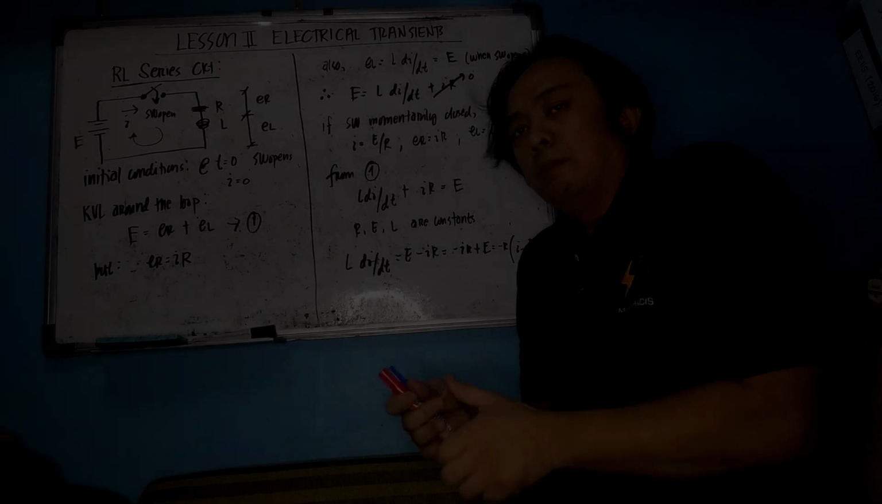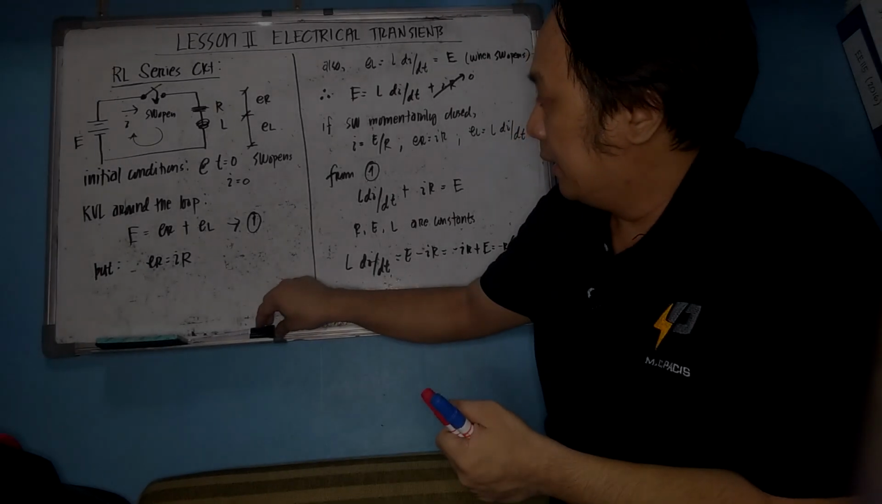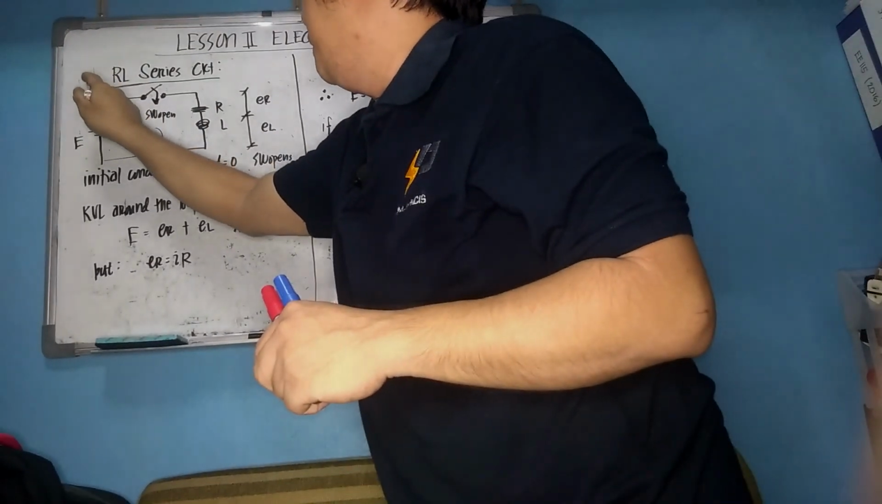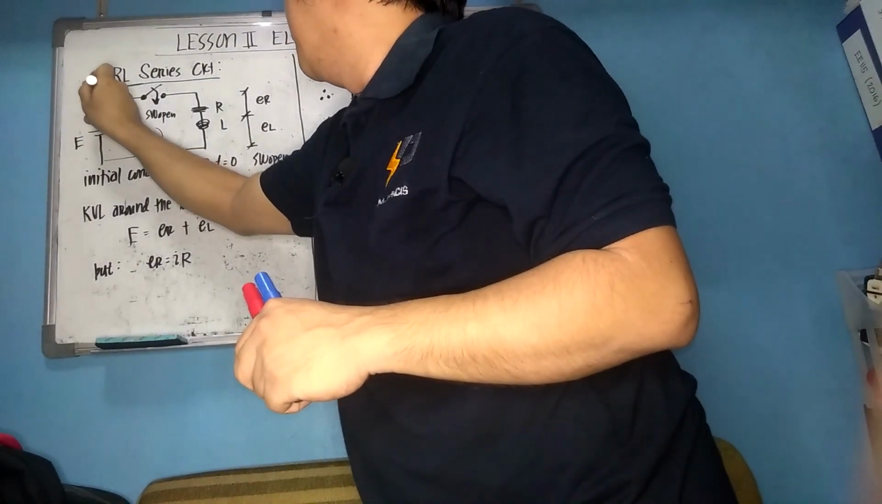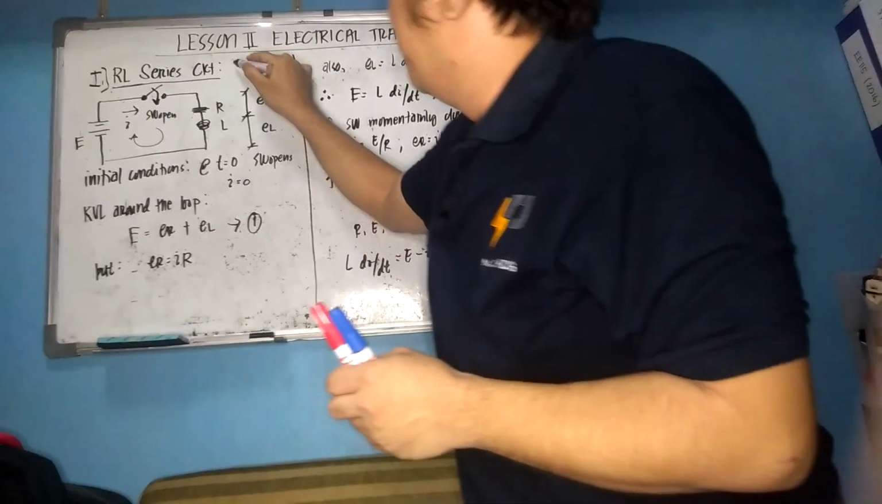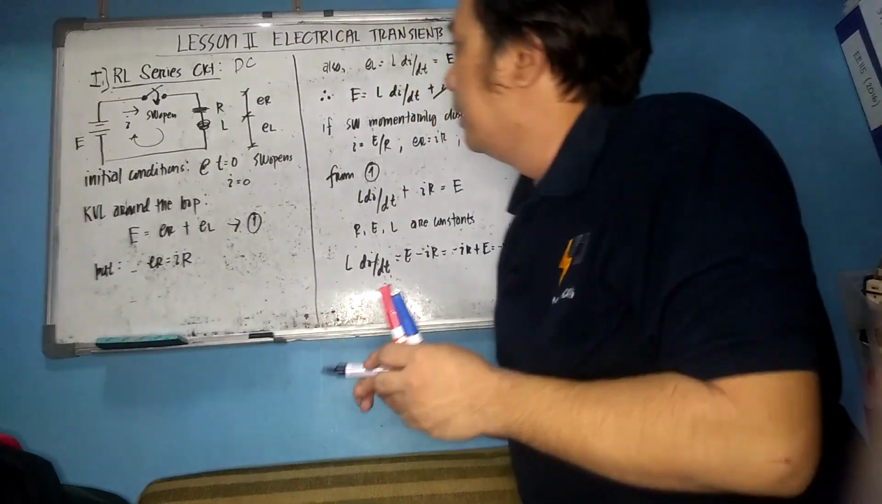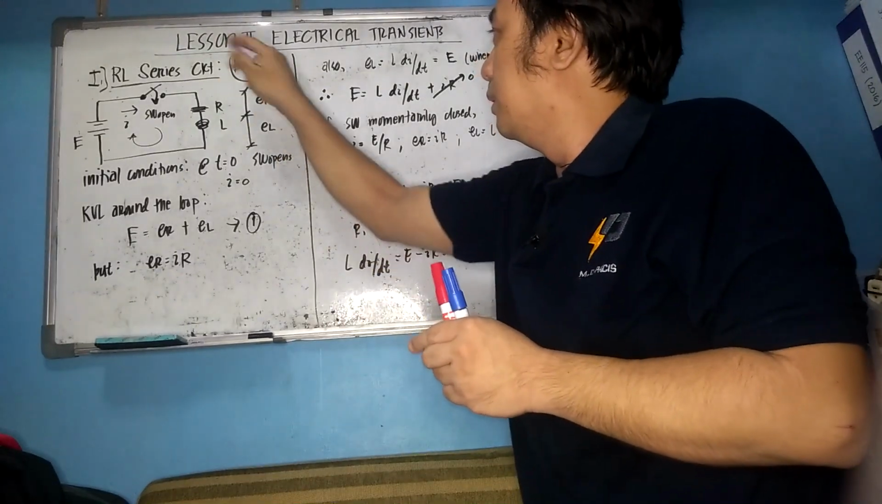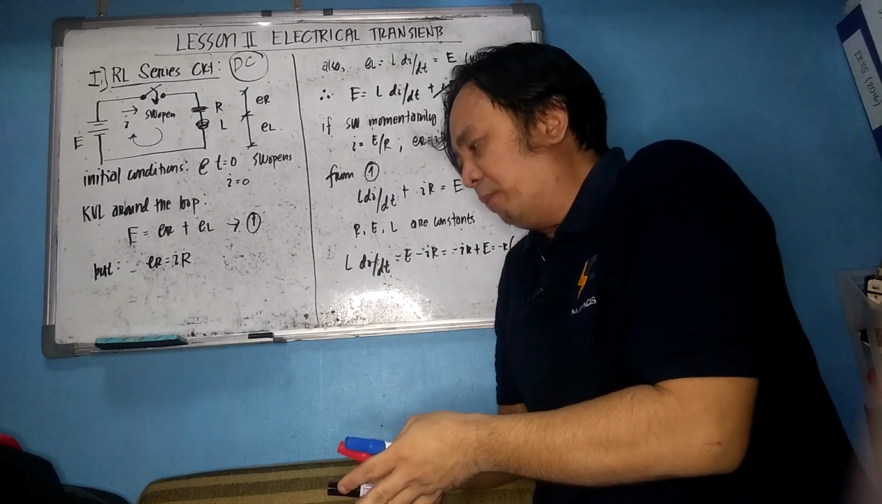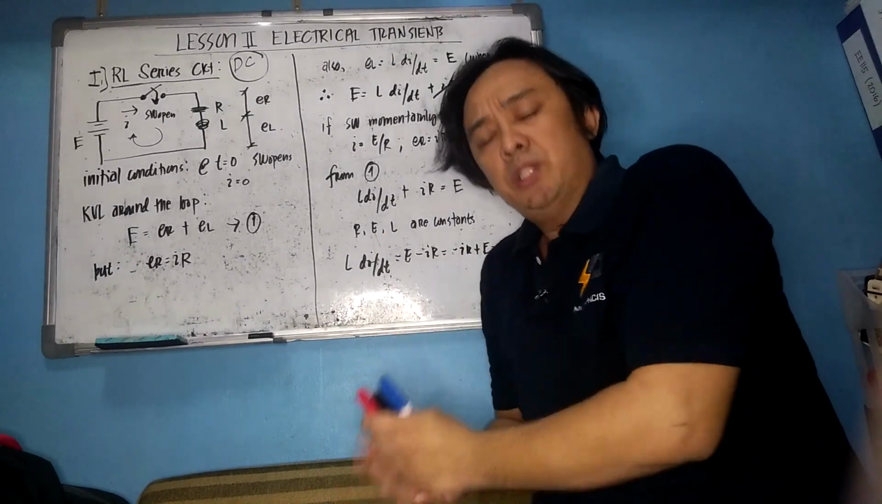Hi, today we will discuss our first type of electrical transient, which is the RL series circuit, but this is in terms of a DC source. Okay, now the question, just a little bit of a preview, is why there are transients.